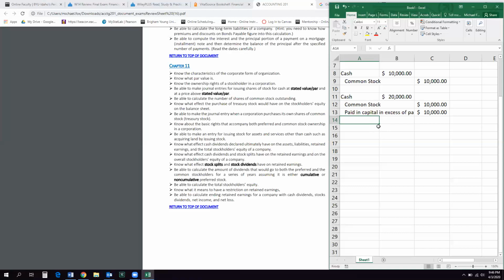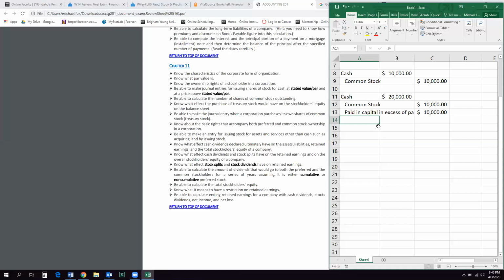Know what effect the purchase of treasury stock would have on the stockholders' equity on the balance sheet. So when the company purchases treasury stock, that is issued and outstanding stock that the company then buys back into their company, and that's called treasury stock. And what we do is we subtract the value or the cost of that treasury stock off of our stockholders' equity on the balance sheet.